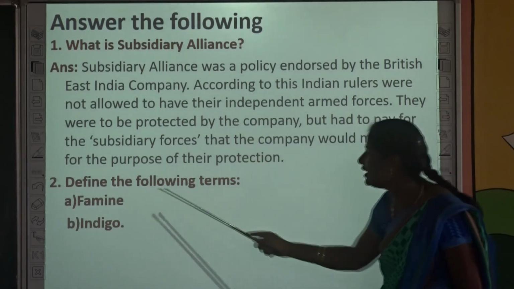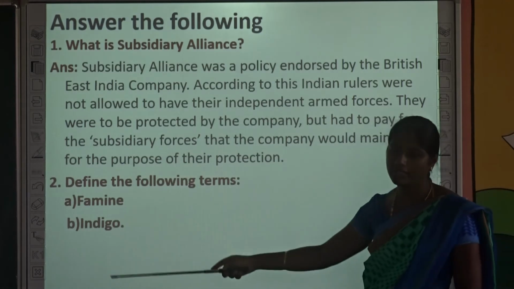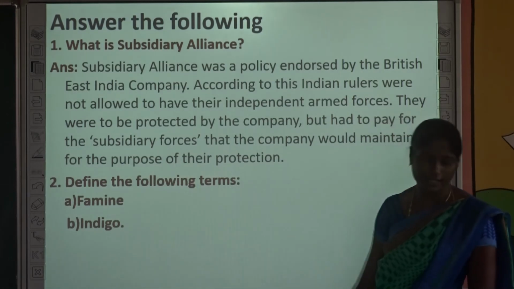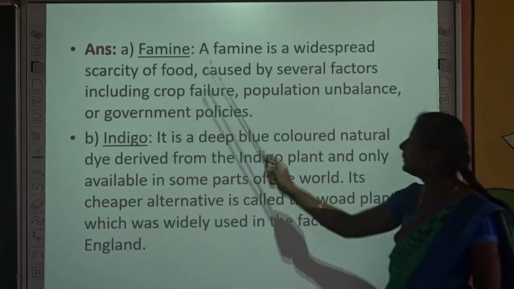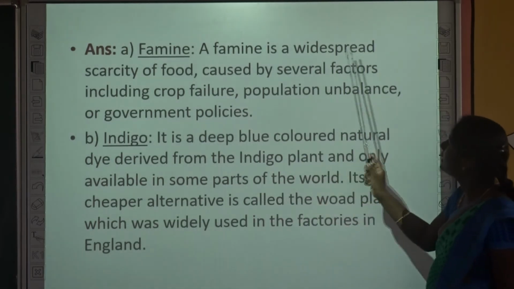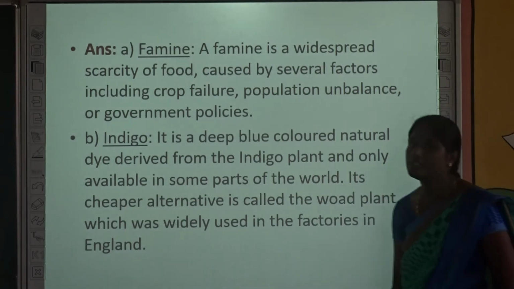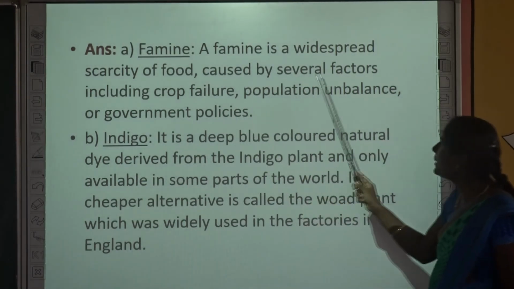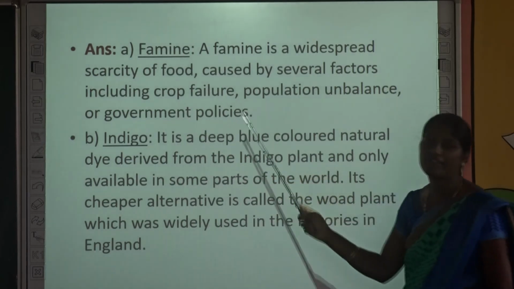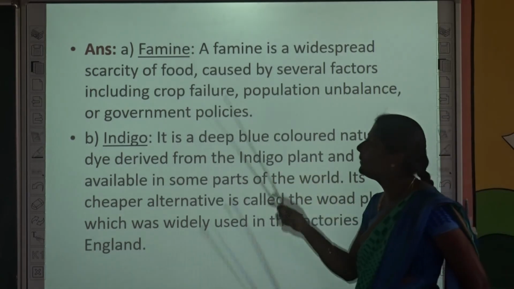And second question, define the following terms: famine and indigo. Define famine and define indigo. What is famine? Famine is a widespread scarcity of food. Famine means scarcity of food caused by several factors including crop failure. If the crop fails, famine will occur.